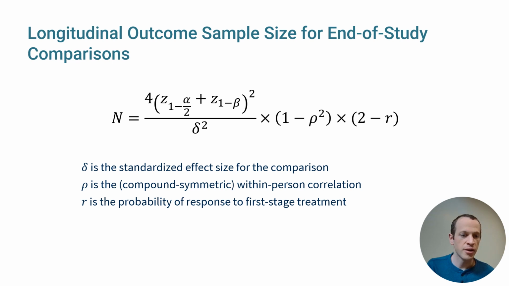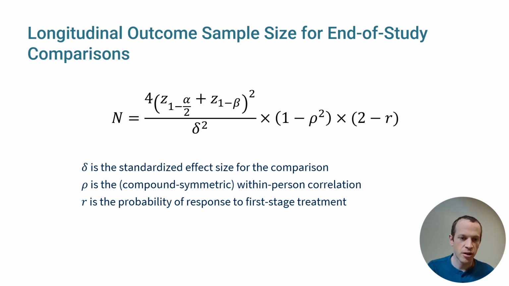All right, then there's delta, which you've also seen before. Delta is the standardized effect size for the comparison. That says how large of an effect you think, or hope, you might be able to find in your study. So if you expect to find a very large effect, then you don't need that big of a sample size. On the other hand, if you think the effect is very small, then you're going to need more participants.